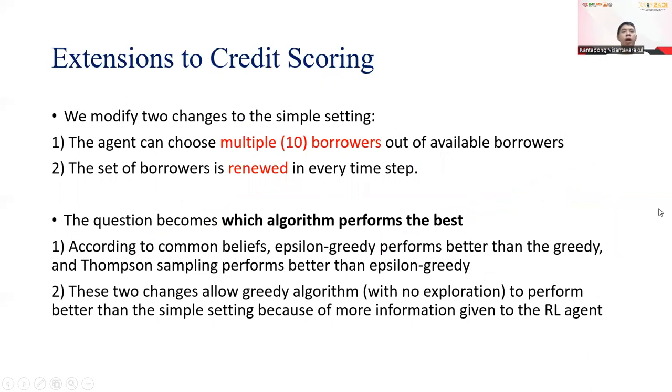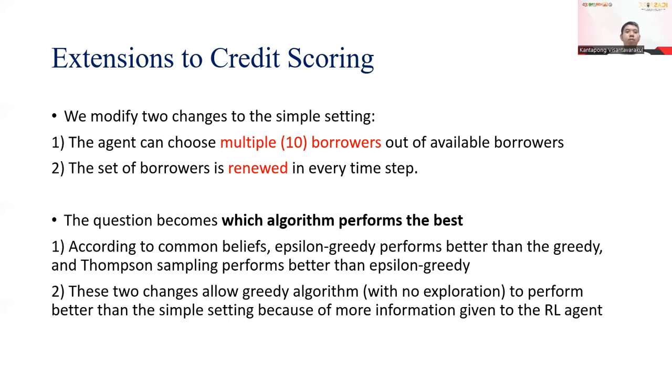Okay, so the highlight of this work, of this paper, is that we make two changes to the simple setting. We talked about the simple setting before, and we introduced two changes. First, the agent can choose multiple borrowers out of the available borrowers, and we set it to 10 out of 100. And second, the set of borrowers is renewed at every time step. So we make these two changes to reflect the reality of credit scoring, okay?